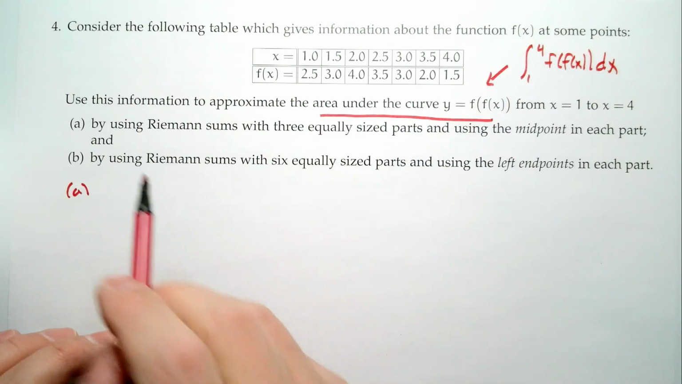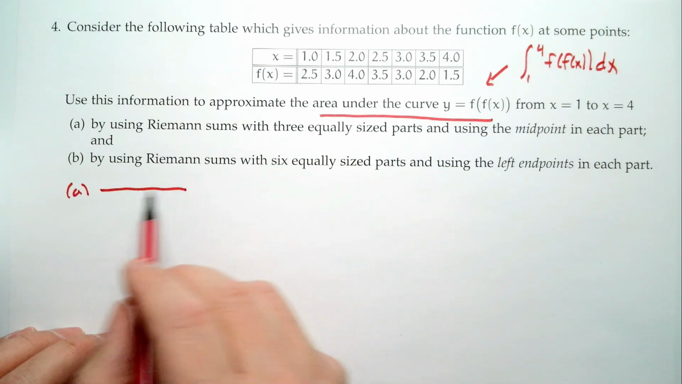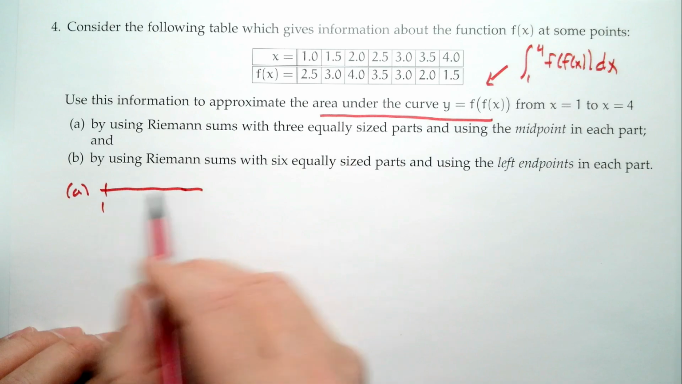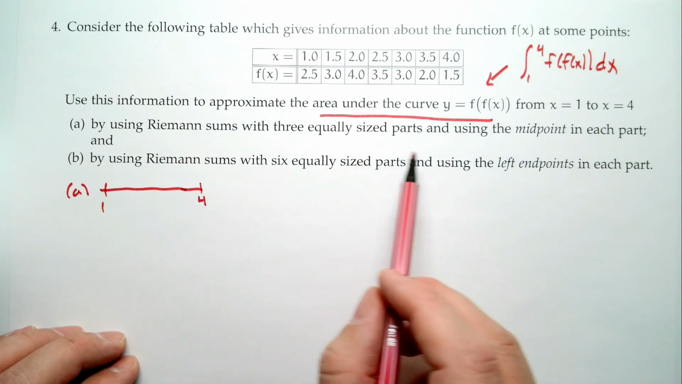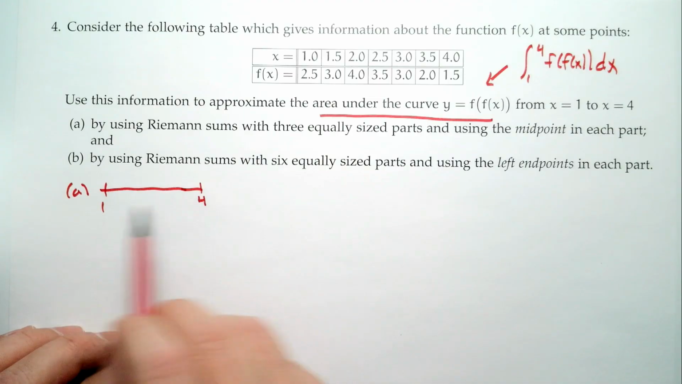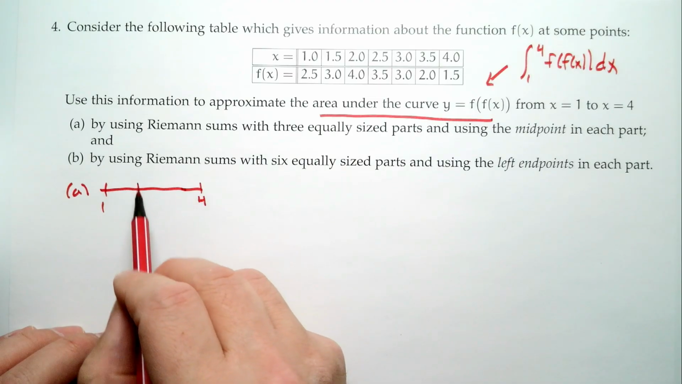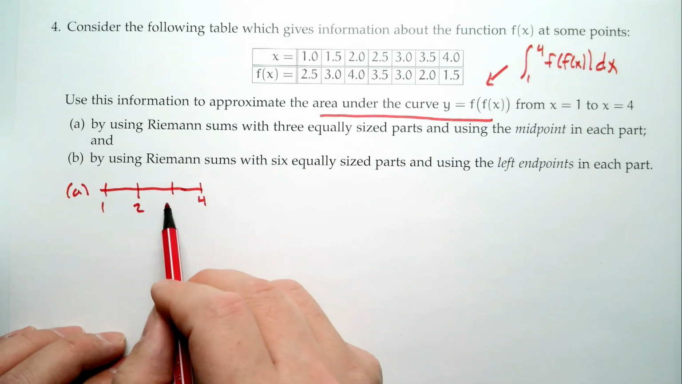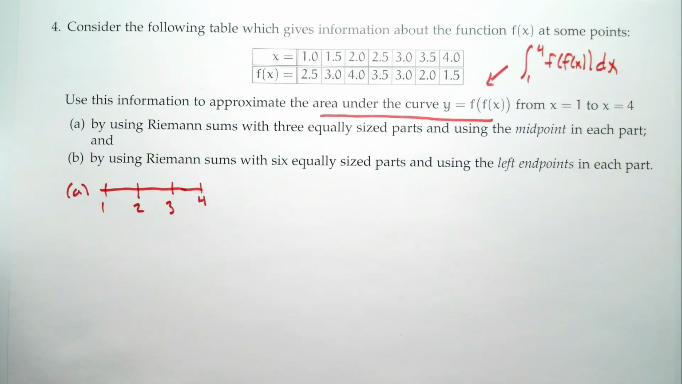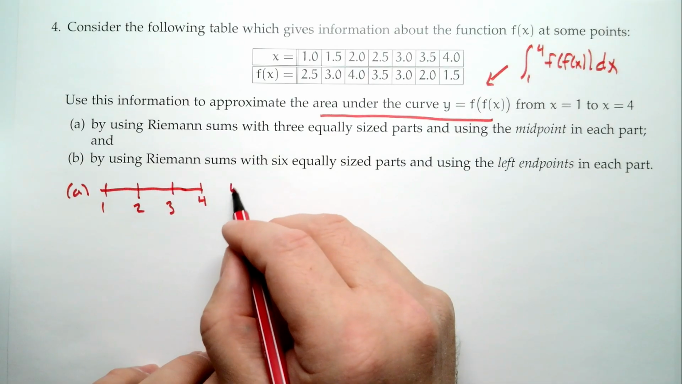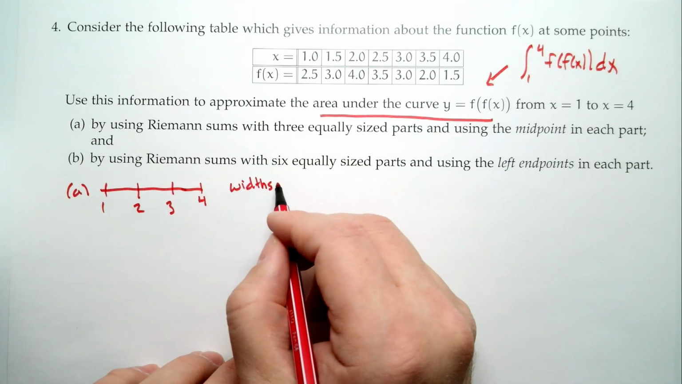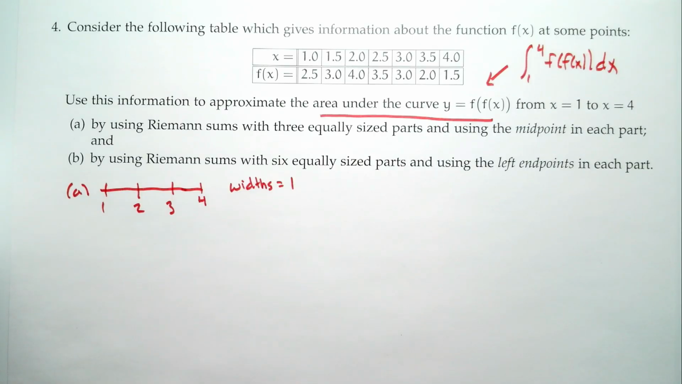So I like to draw the interval. Here's 1 to 4, and it says we're going to have 3 equally sized parts. Well, 1 to 4 has length 3, so we split into 3 equally sized parts: 1, 2, 3, 4. Now, what are the widths? Well, the widths of all these intervals are 1.